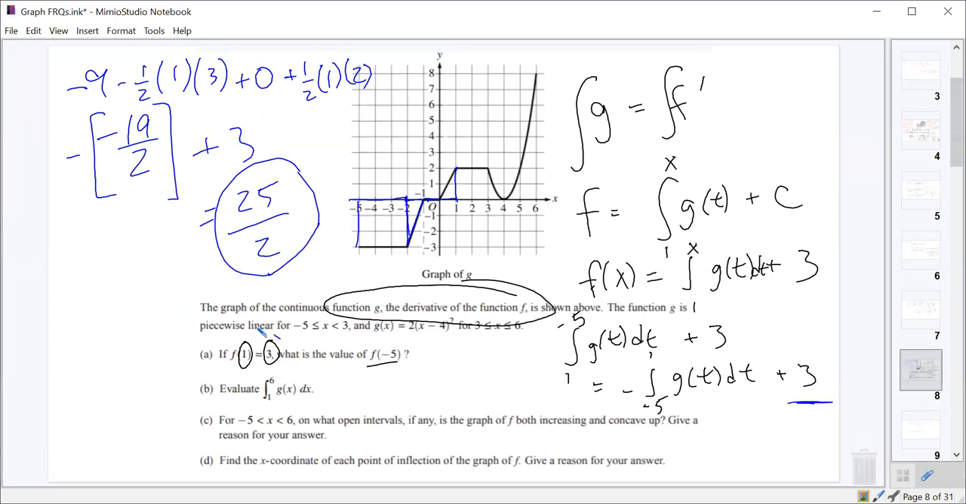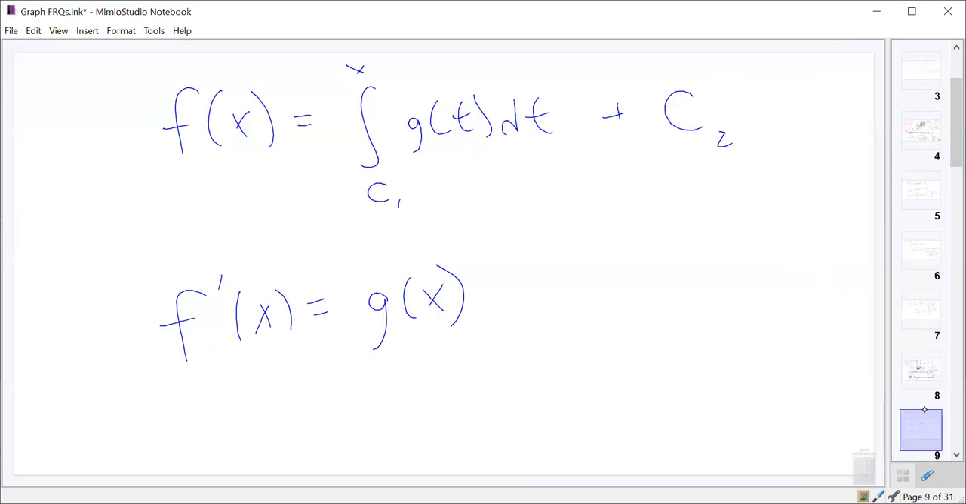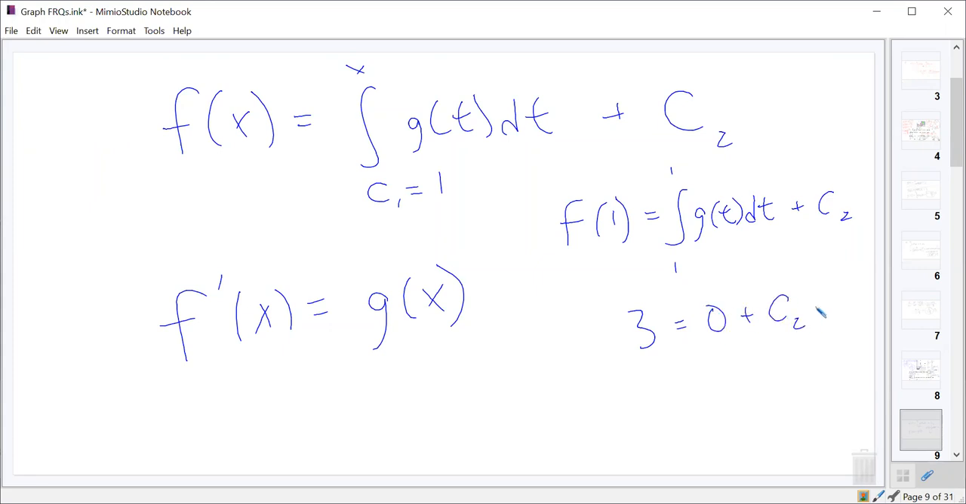And so we've done that, but we know that f of 1 equals 3, so we strategically choose constant 1 to be 1. That way, I know that f of 1 is the integral from 1 to 1 of g of t dt plus some other constant. And f of 1 is 3. And so this, the integral from 1 to 1 of any function is 0. So we get 0 plus that second constant. Does that make sense? Everybody good with that? Zoom, good? For this particular one. Yep.